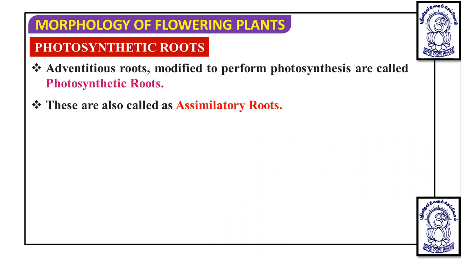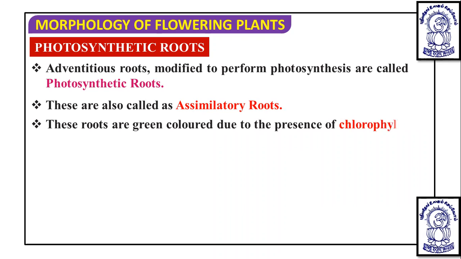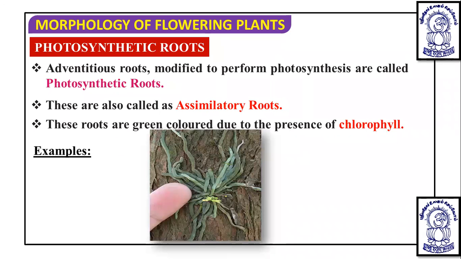The photosynthetic root is also termed as assimilatory root. These roots are green colored due to the presence of chlorophyll, and they synthesize food. If we take an example of this, then Taeniophyllum is seen. In Taeniophyllum, you will see that the roots are synthesizing their own food.